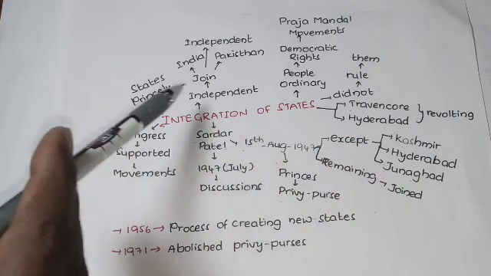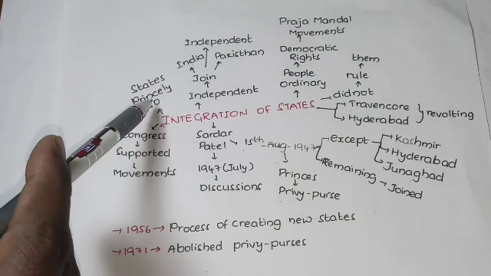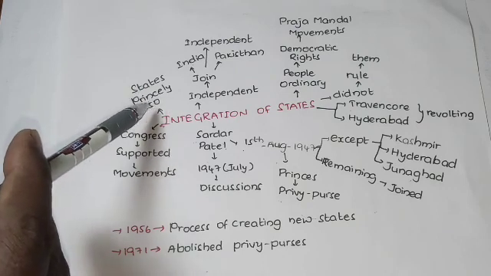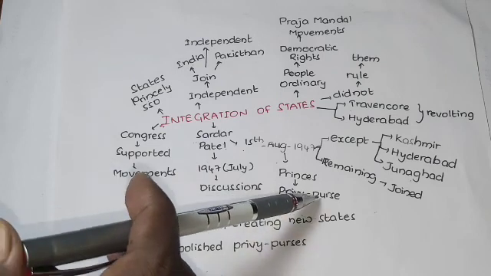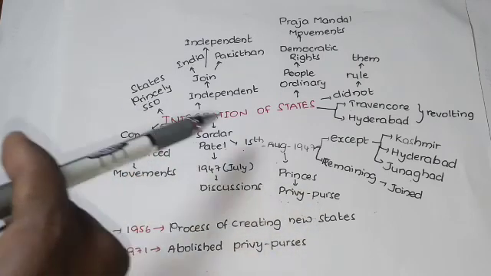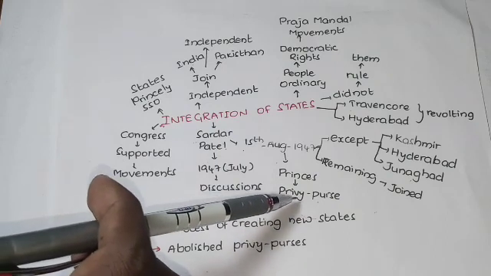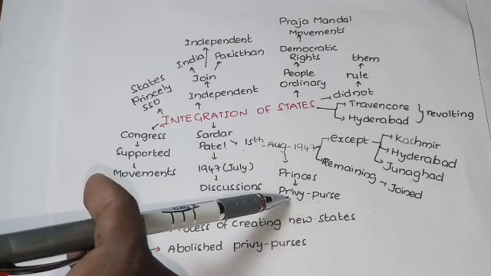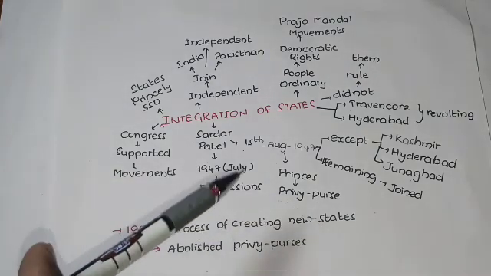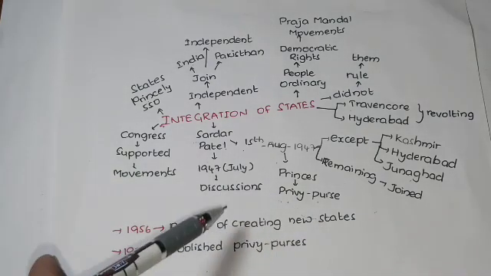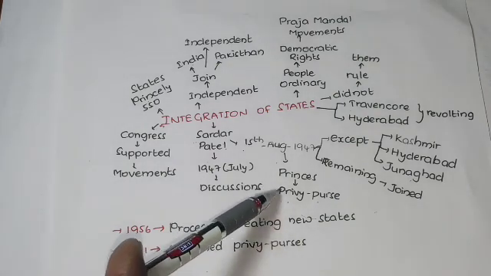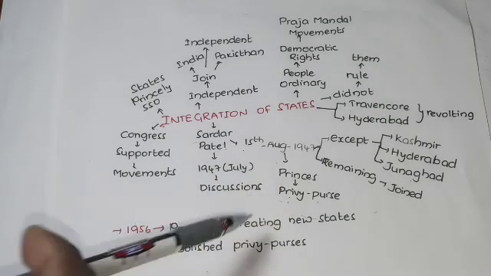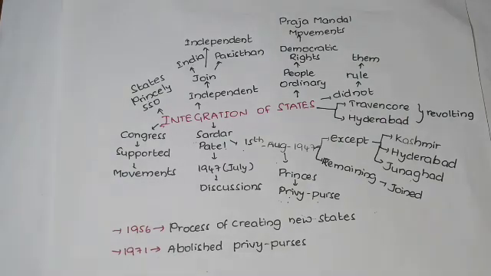And what happened here? The kings who were ruling, to survive themselves, were given pension funds by the Indian government, which is called a privy purse. To meet their expenses, the Indian government gave some funds or pension funds, which is called a privy purse. And this process of creating new states went on up to 1956, which is called the first phase. In 1971, the privy purse, which was started in 1947, was abolished. It was cancelled.